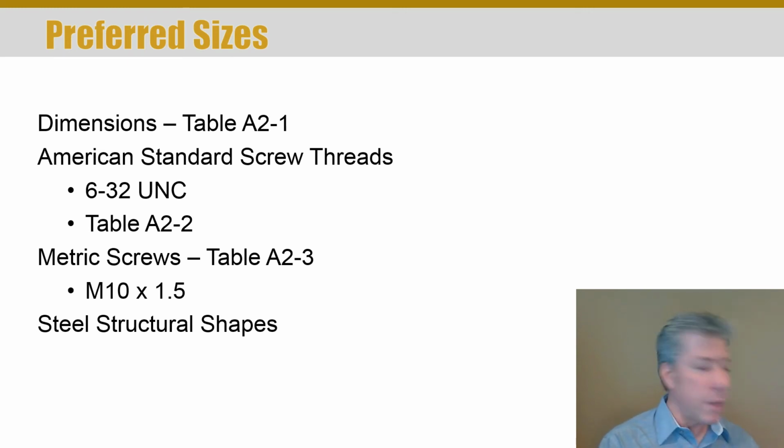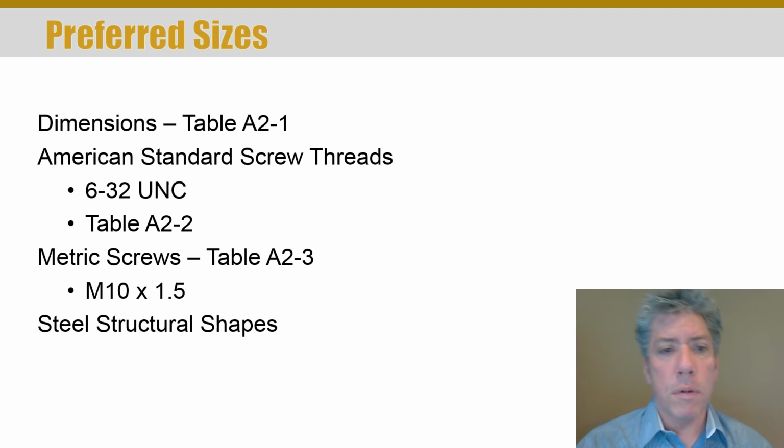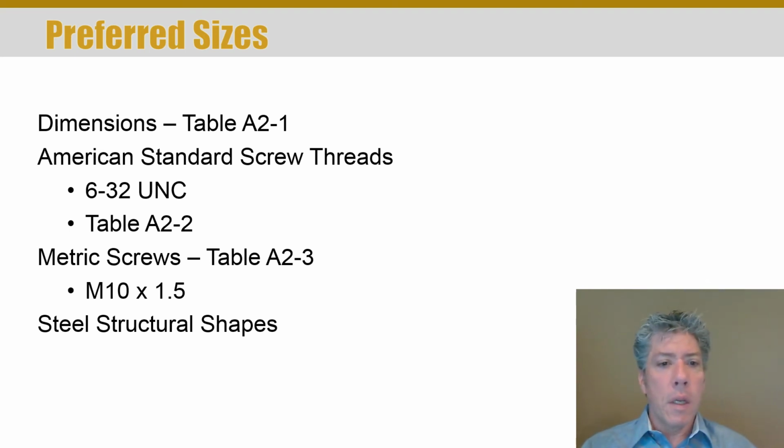And you should tab these pages in your book. They've only got first and second preferred sizes. Now there are standard sizes for screw thread as well. And I'll tell you just a quick hint. 632 threads are a standard size, but most machinists hate this size.